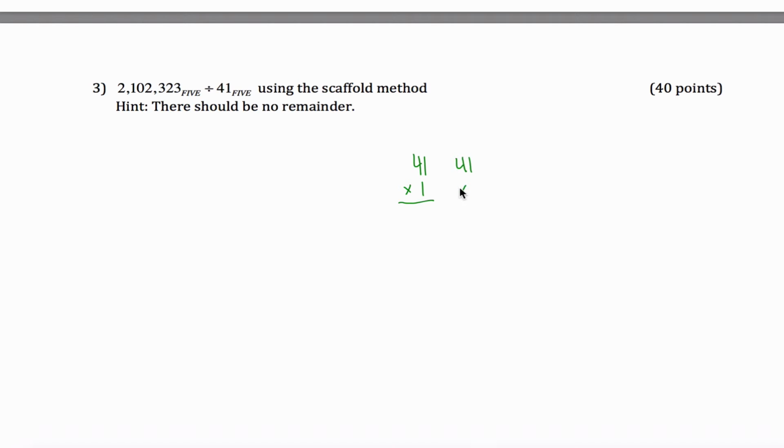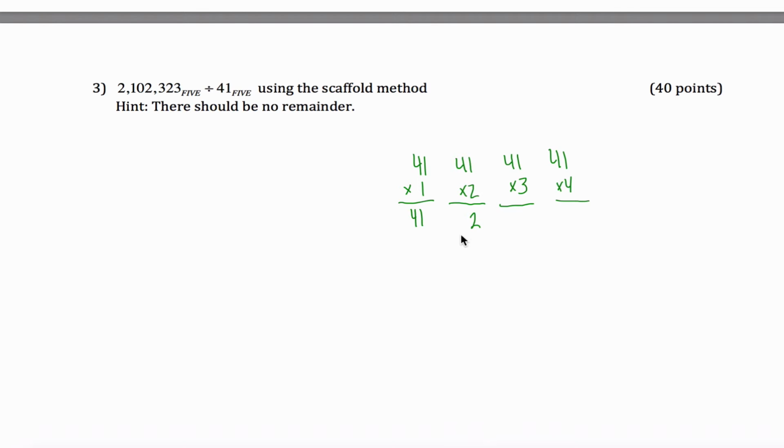So do 4, 1 times 1. Maybe you don't need to do that one. 4, 1 times 2, 4, 1 times 3, and 4, 1 times 4. What about 4, 1 times 5? There is no 5 because I'm in base 5. So let's multiply. 4, 1 times 1 is obviously just 4, 1. 4, 1 times 2, well, 1 times 2 is 2.